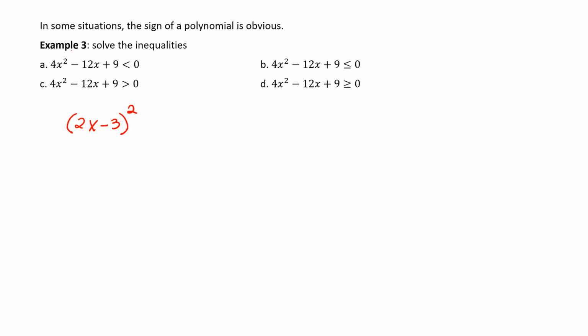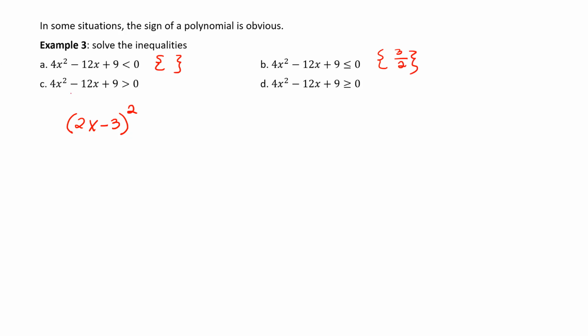Because for part A, it says, when is that polynomial less than zero? It's never less than zero. So it's always positive because it's a perfect square. On part B, when is it less than or equal to zero? Well, it's never less than zero. We just stated that, but it does equal zero when x is equal to 3/2. So the solution set for that would just be 3/2.